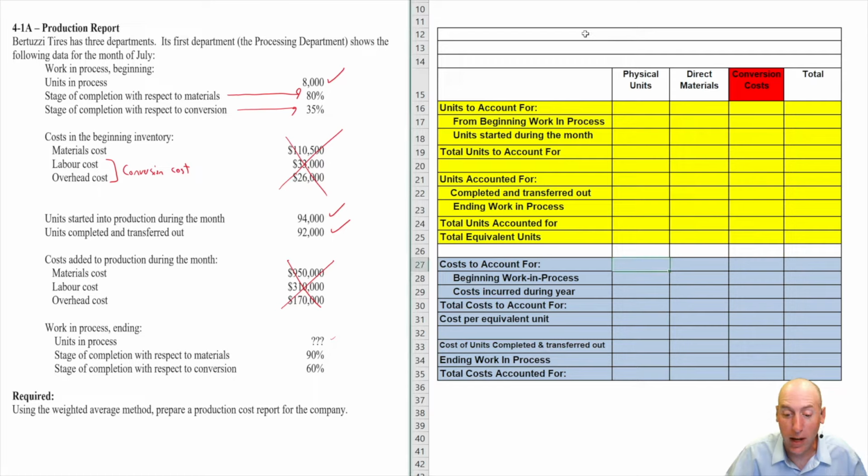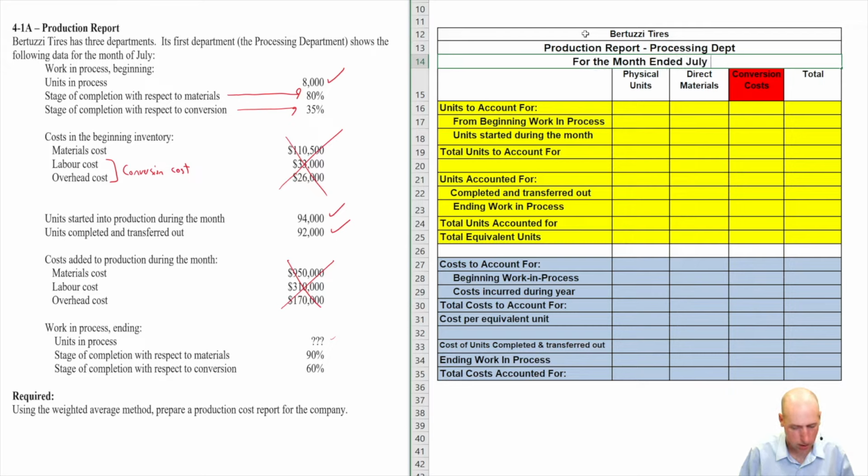And we also have to write a title. Let me write the title. Where did I put my keyboard? Oh, I put it all the way over here. Let's write our title. Bertuzzi Tires. Oops, I've written it in the wrong cell. Bertuzzi Tires. Production report. And we'll generally say the department, processing department. And this is for the month of July, 31 days in July, for the month ended July 31st.